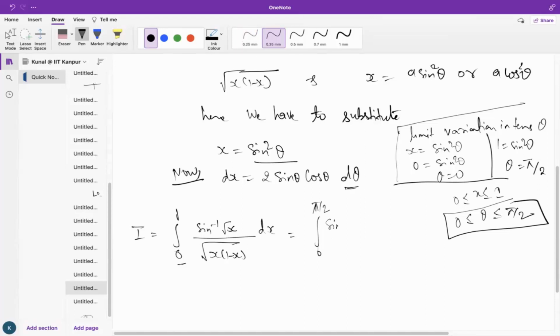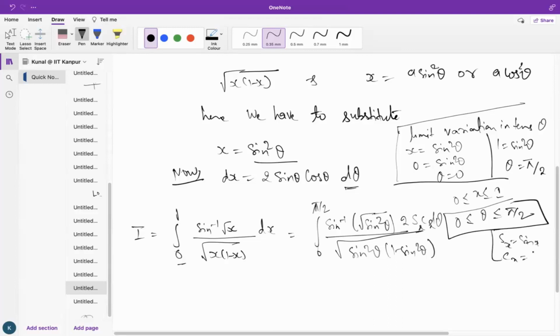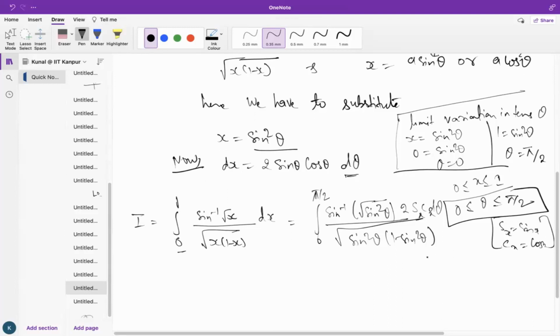So what we get here is sine inverse of, when we put root x, it will be root sine squared theta, divided by root under 1 minus sine square theta. What does our dx look like? dx looks like 2 sine cos d theta, right? I tell you the shorthand notation: sine x is like this, cos x is cos x. Okay, so let me solve this problem.